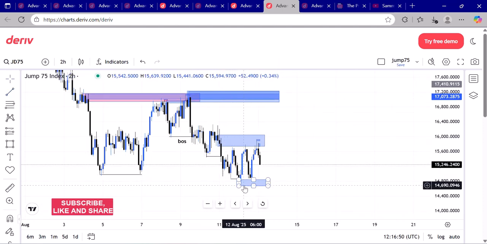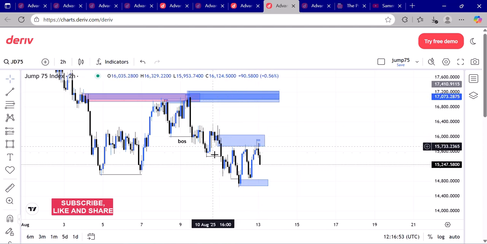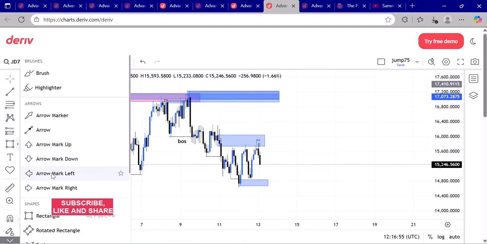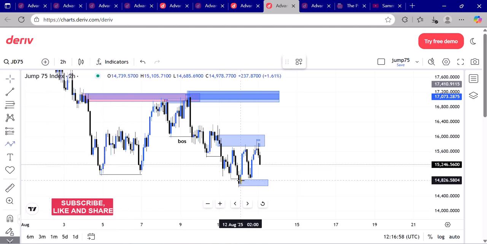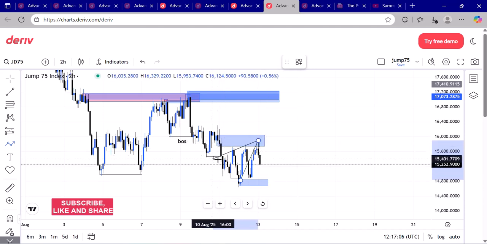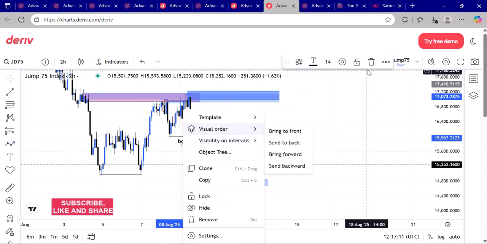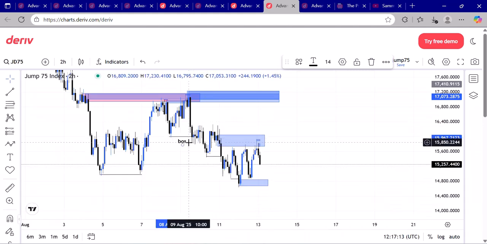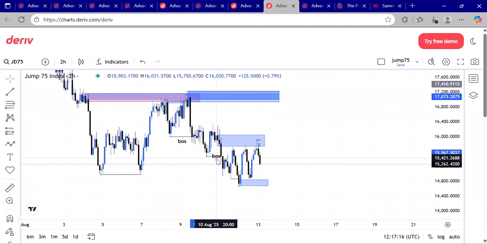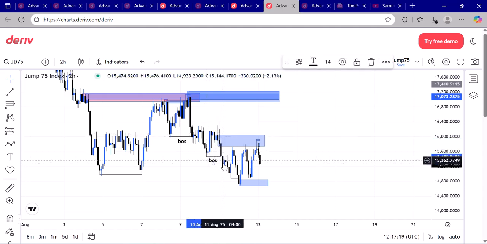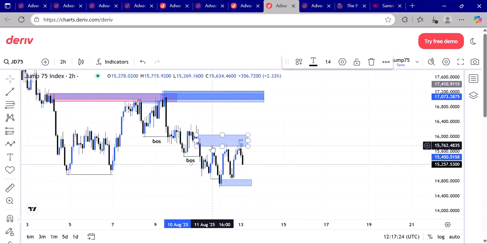Okay, so we are expecting that price will come in, tap into this zone and then sell off. This is also a valid zone because there was a break of structure here as well. Because of this break of structure to the downside, this is also a valid supply zone. So it's expected that price in the future will come into the zone, tap in, and then sell off, which is actually what it did here.